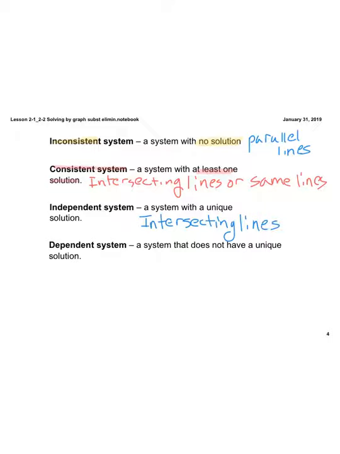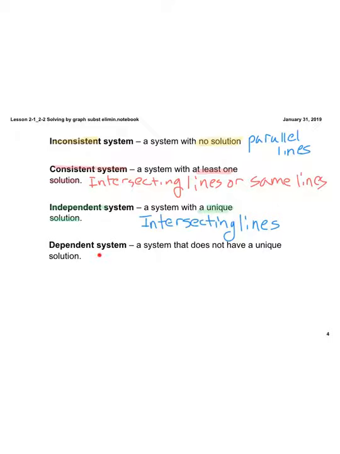So intersecting lines have a unique solution, meaning one solution, and they're the only ones that have exactly one solution, and that makes them an independent system. Then the last one is a dependent system. This is a system that does not have a unique solution.